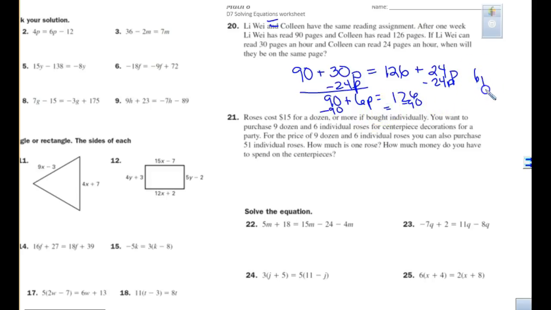And I now have 6p is going to be equal. 126 minus 90, what did you end up with when you did that subtraction? 36. So in how many hours are they going to be the same? Dividing both sides by 6. Our variable was equal to 6, and it said, if they read this, when will they be on the same page? In 6 hours. So you want to make sure you answer the question. In 6 hours, they will be on the same page.